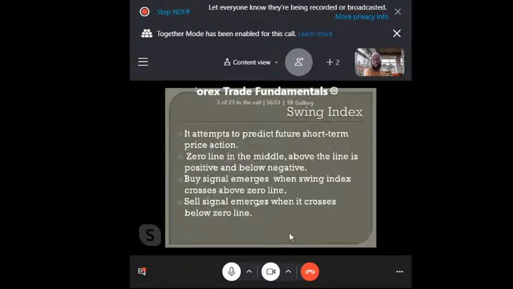It attempts to predict, with a zero line in the middle. Above the line is positive and below is negative. Buy signal emerges when... sorry, we are in swing index now. We finish with RWI. Any question on RWI? I think we still have two or three more tools.